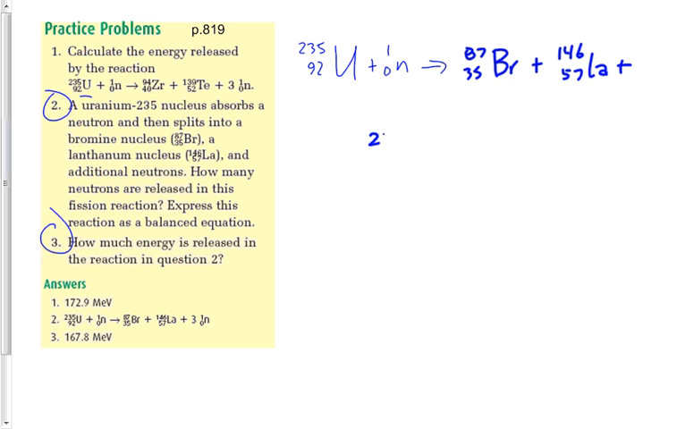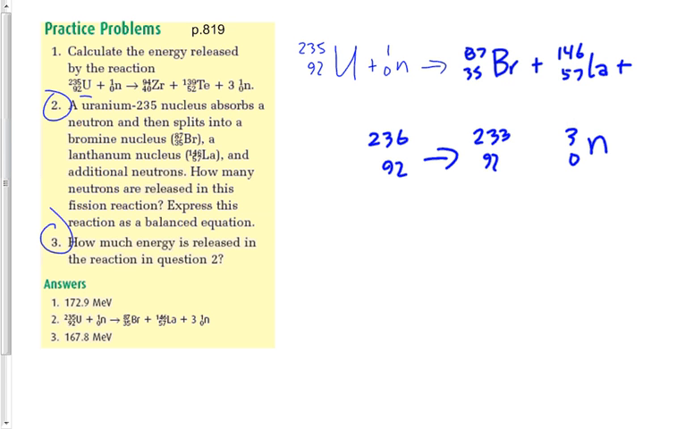On the left-hand side, we have 236 and 92. On the right-hand side, we've got 87 and 146, which is 233. And 35 and 57 is going to give me 92. So how many neutrons are we missing then? 3. Now what we don't want to write is 3 0 N, because that's inferring some kind of nucleus that has 3 neutrons and no protons, 3 neutrons that are together. That's not what happens.